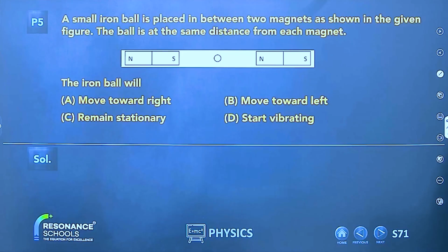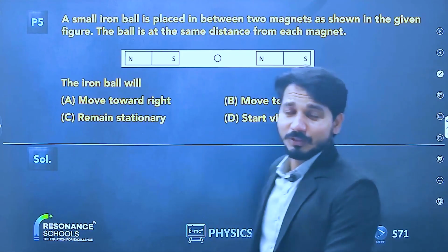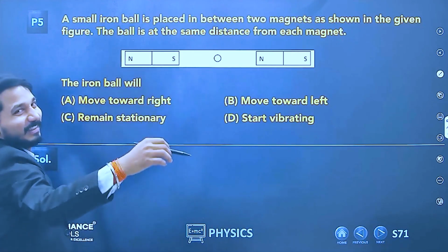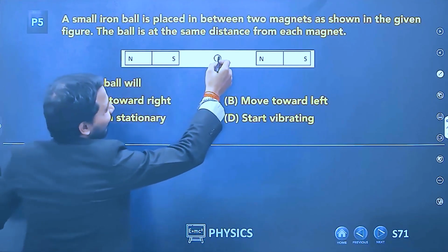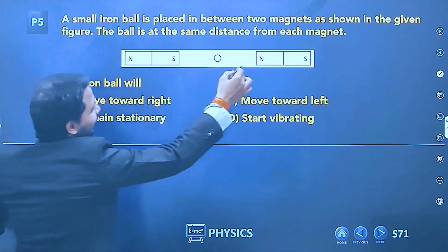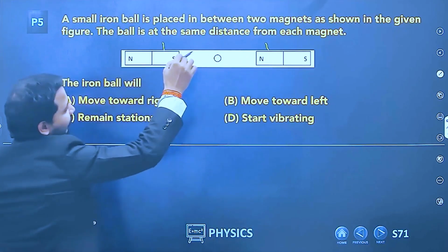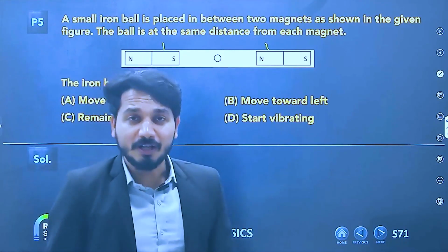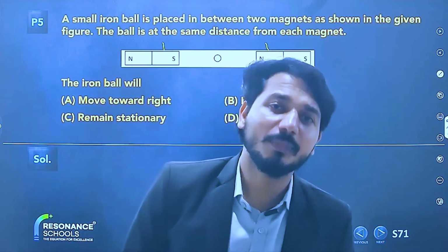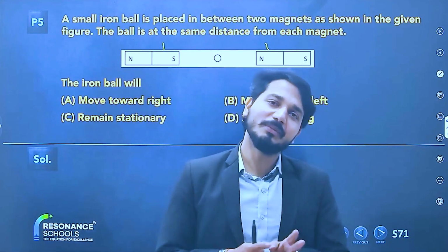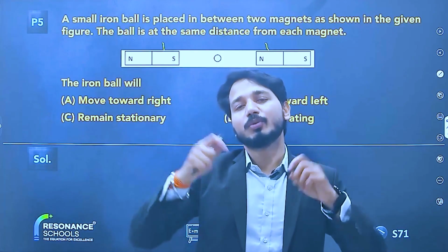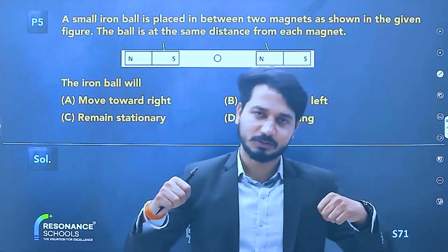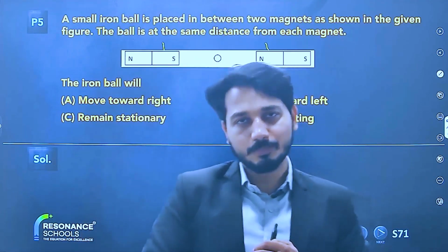Okay, got it. Now listen. Here is a ball, right? This side one bar magnet is placed. This side also one bar magnet is placed. Here it is north, here it is south. And we know for a magnetic material, it doesn't matter which pole you are bringing towards it, whether it is north or south. During both the conditions, it will be attracted towards the poles.